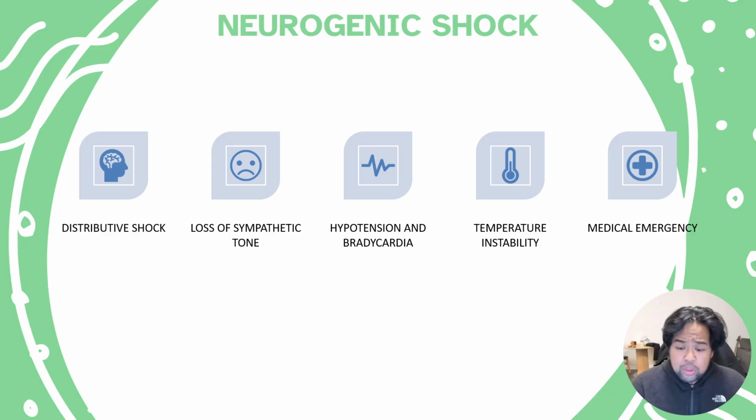So again, hypotension and bradycardia because they're having a hard time regulating it, and temperature instability, we just talked about that. This is considered a medical emergency, so we're going to act fast. Treatments typically include IV fluids, some sort of vasopressors because they can't do it themselves, and medications like atropine to manage bradycardia.